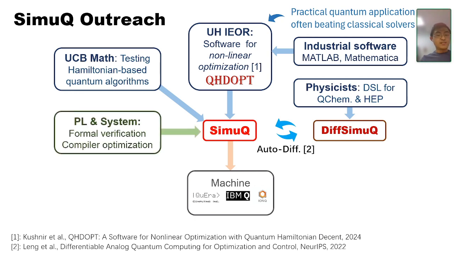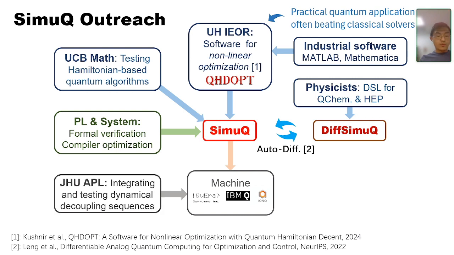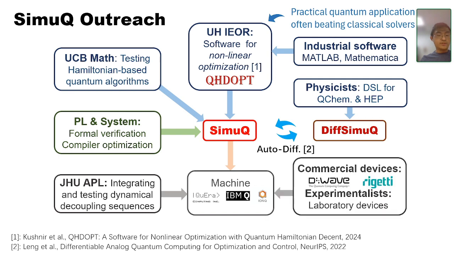On the programming language and system side, we are working to formally verify SimuQ and optimize its compiler. For the low-level machine-related research, we are working with Professor Gregory Quiroz from the Johns Hopkins University Applied Physics Lab to test dynamical decoupling technology and integrate it into SimuQ. We are also adding support for D-Wave and Rigetti devices and further collaborating with experimental physicists to support laboratory devices. SimuQ is an open source project, and we welcome more collaborations across the community of computer science and quantum computing to further expand its usage.